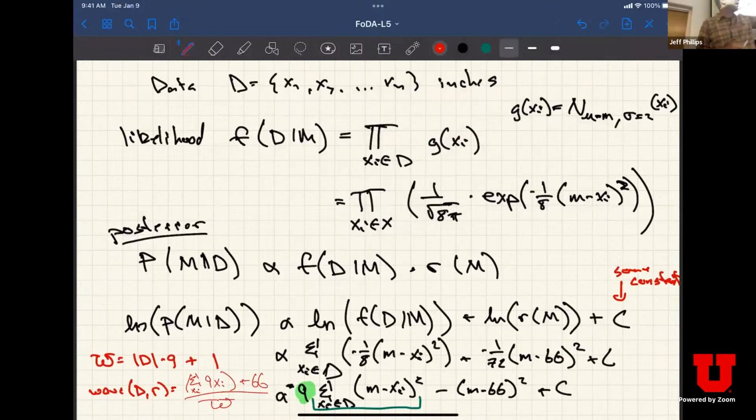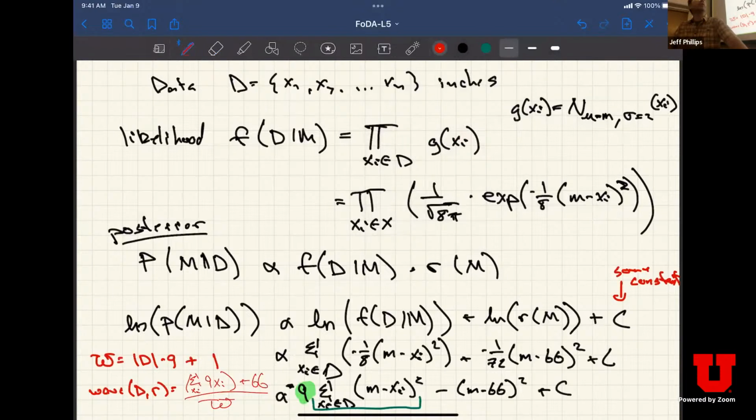Okay, but why is this 9 here? Where did this come from? Because the standard deviation was so much smaller for the student data than my initial prior on the height of students.